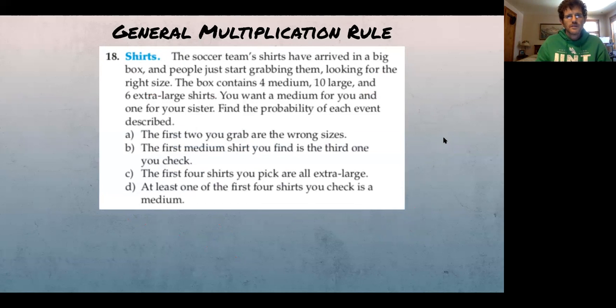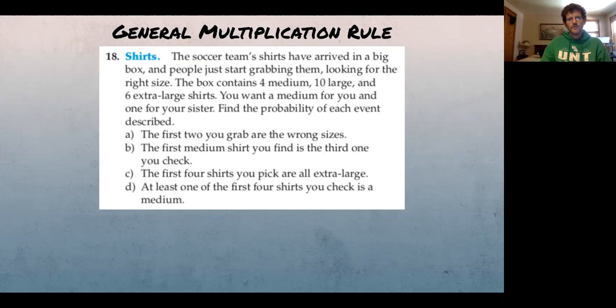So this one, I'll run through at the beginning at least. The soccer team shirts have just arrived in a big box and people are grabbing them, looking for the right size. The box contains 4 medium, 10 large, and 6 extra large shirts. No smalls. You want to find a medium for you and one for your sister. Find the probability of each event described.